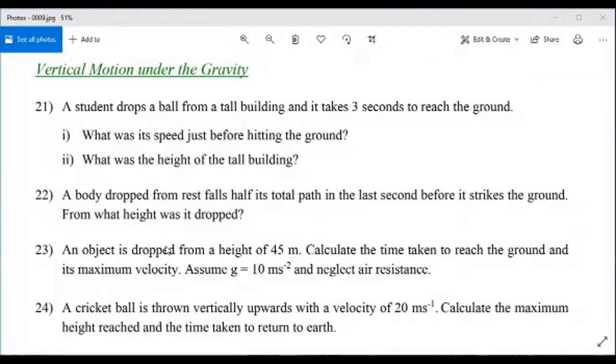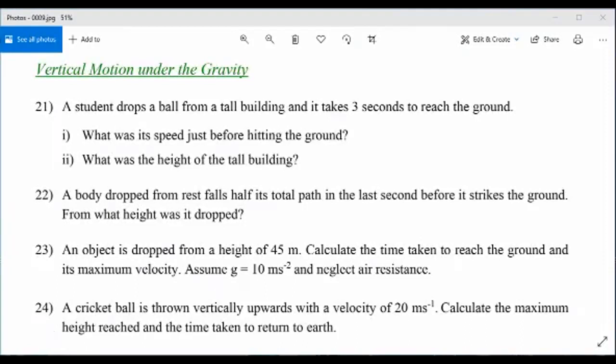A body dropped from rest falls half of its total path in the last second before it strikes the ground. From what height was it dropped? An object is dropped from a certain height. Half of the total distance traveled by the object is traveled during the last second. Last second means 1 second.